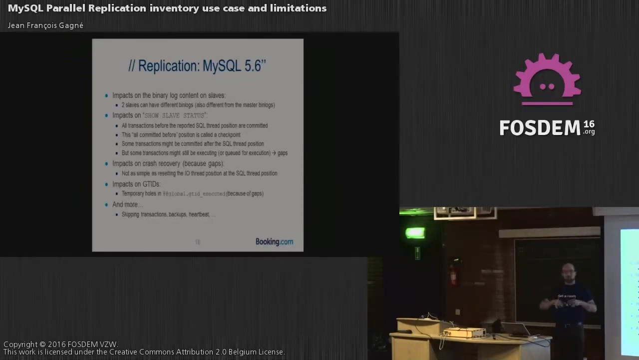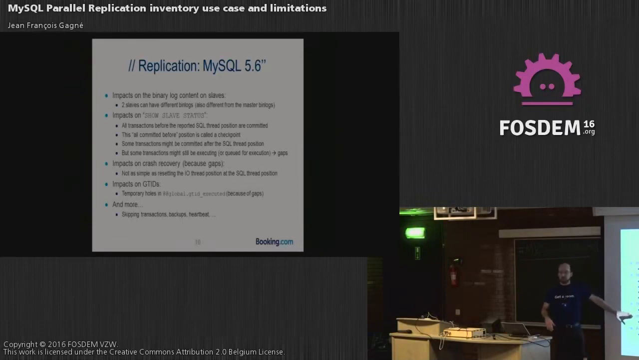So Renee talked a little about doing black magic around binary logs. Well, it becomes increasingly difficult to do black magic around binary logs in that situation. Show slave status will report something, but what will it report? The position reported by show slave status is a position where everything before is committed, and after, some things might be committed, some things might still be running, and some things might still be queued. This position where everything before is committed is called a checkpoint. So show slave status will report the lower watermark where everything is committed before.